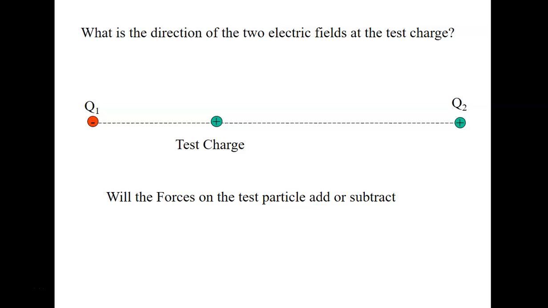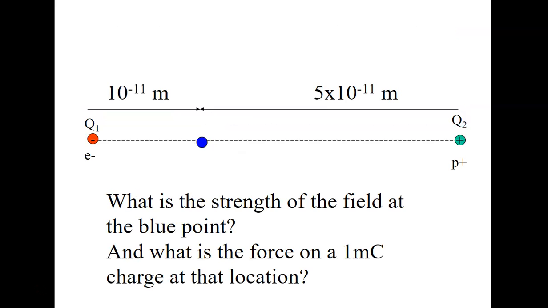Now, what about the direction of the two electric fields here? E1 is going to point in which direction at the test charge location? That's going to point to the left. What about E2 at the test charge location? That's also going to point to the left. So those electric fields are going to add. If you calculated them, you would just add them up, and that would be your answer.